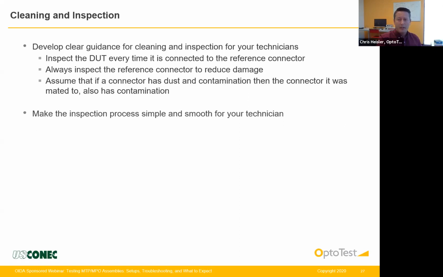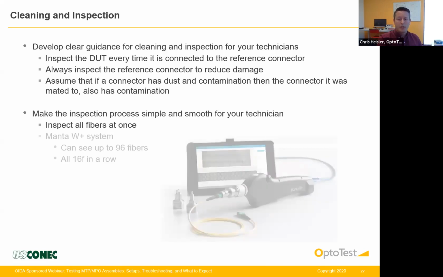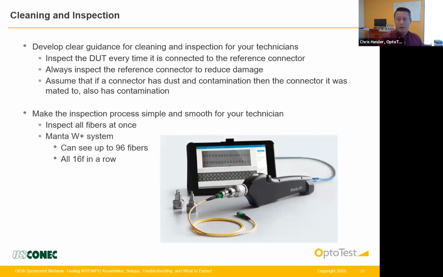Since cleaning and inspection is a pain point for many technicians, make this process simple and smooth. Use tools that can inspect all fibers at once. Some inspection scopes require the user to iterate through each fiber on the MPO connector. This is time-consuming and painful. The Manta W Plus system can see all fibers at once, up to 96. It has a wide field of view, allowing the user to see all 16 fibers of a single row 16 fiber ferrule, or all 32 fibers of a dual row 16 fiber based ferrule.